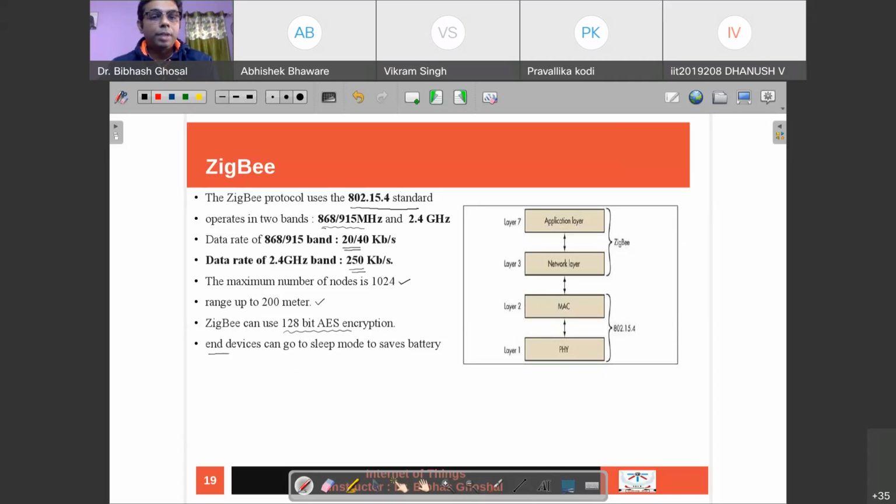And the end devices, that is the reduced function devices, we just saw the other two kinds of nodes. The reduced function devices can go into sleep mode to save battery, and the connection will only be between the coordinators. The rest of the devices which are collecting the data are low end ones, so they don't have to be in active mode all the time. They can be hibernating.